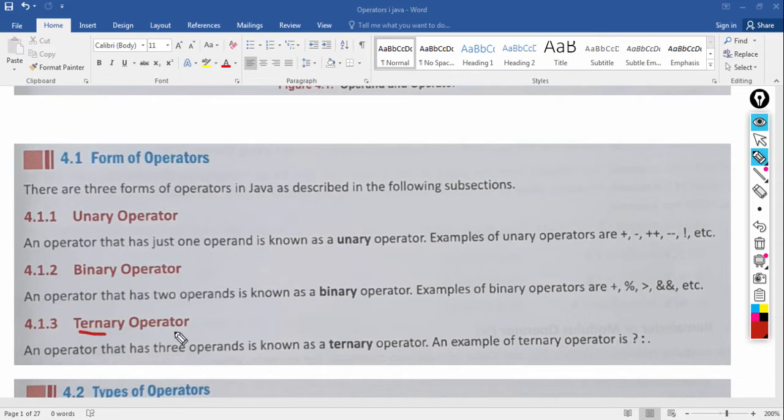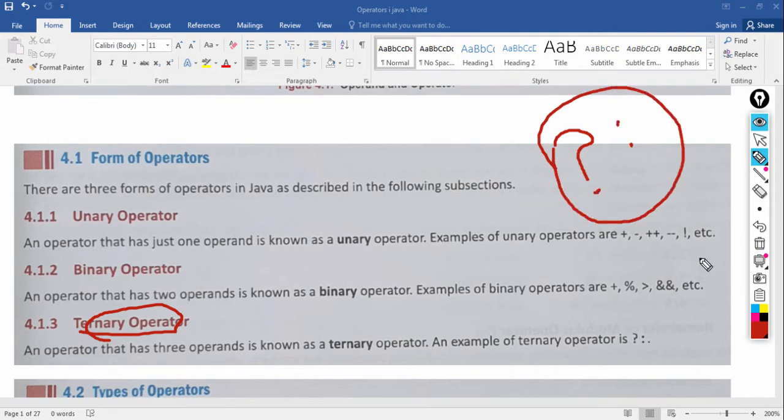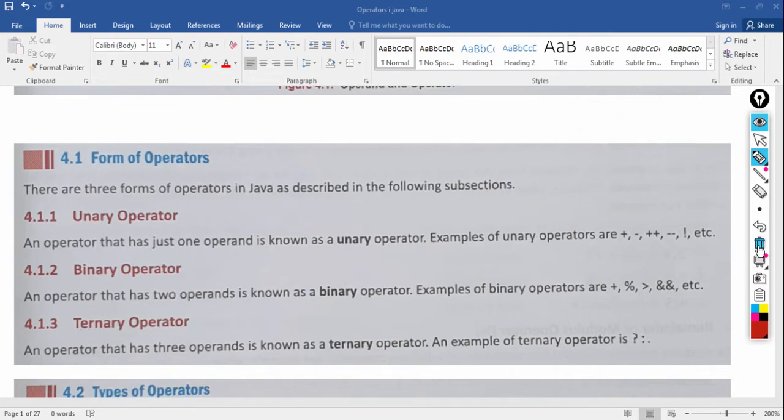What are ternary operators? The final category. Those operators which require 3 operands are known as ternary operators. There is only one ternary operator, which is question mark colon. This is known as the ternary operator, and we'll look at it later and see how we can use it.